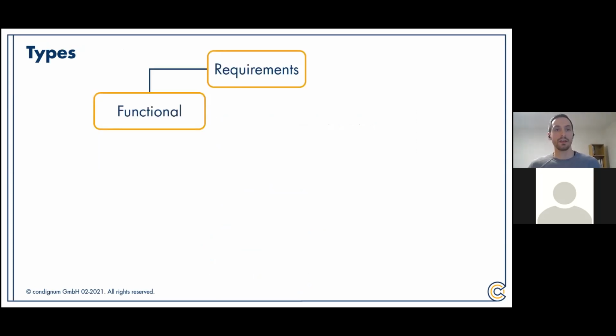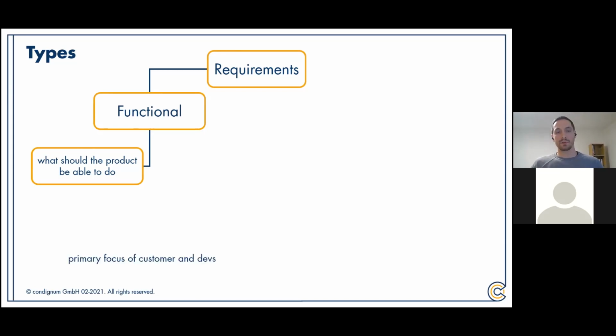And as Thomas already mentioned in the introduction, there are actually two different types of requirements. On the one hand, we have functional requirements. Those are the requirements which really define what the product should be able to do, like feature-wise. So which features should this product have? If our product is, for example, a web browser, then one of the main functional requirements would be that this web browser can display websites to the users, for example.